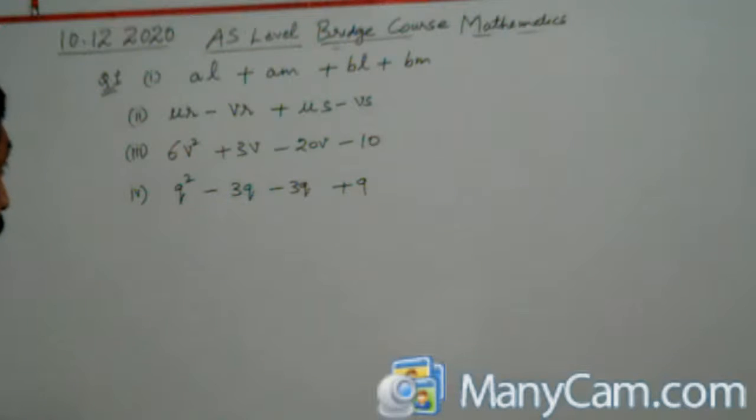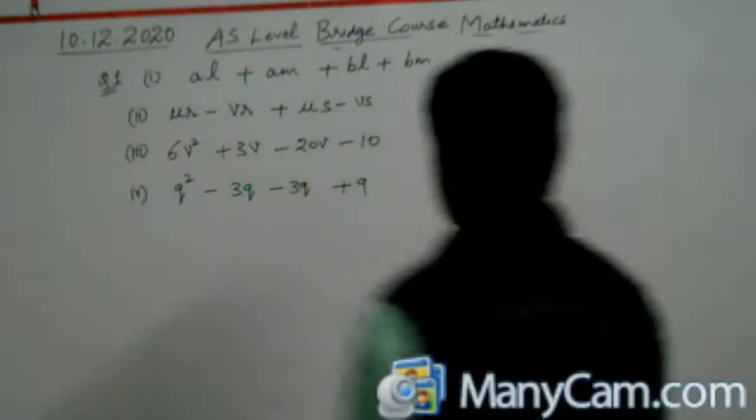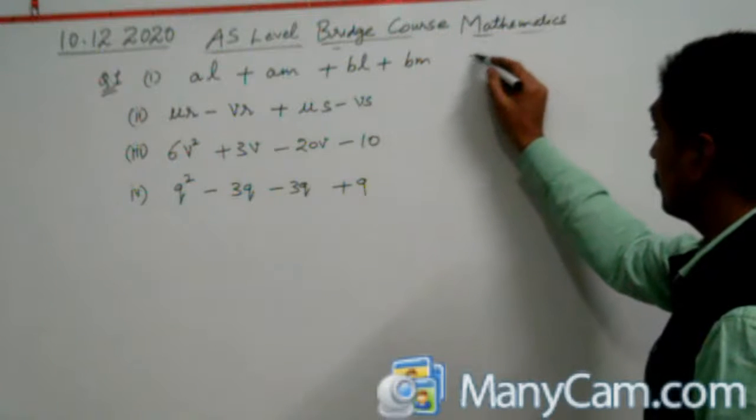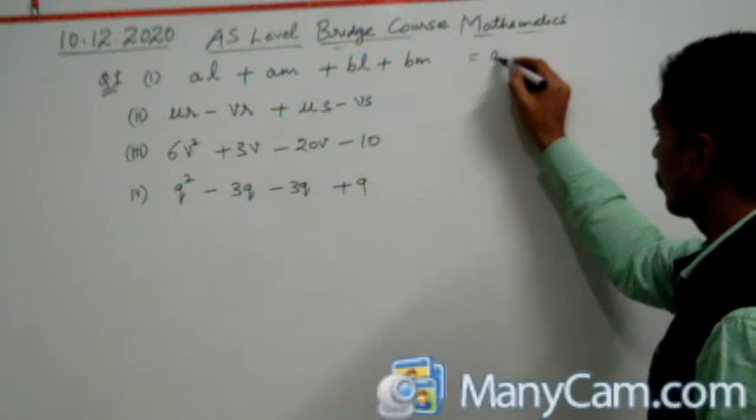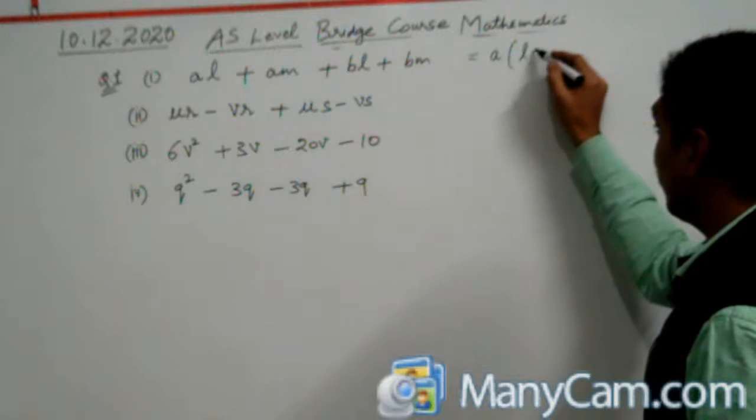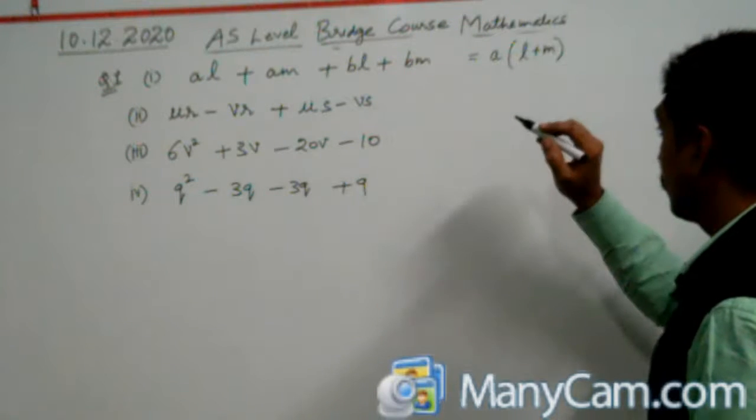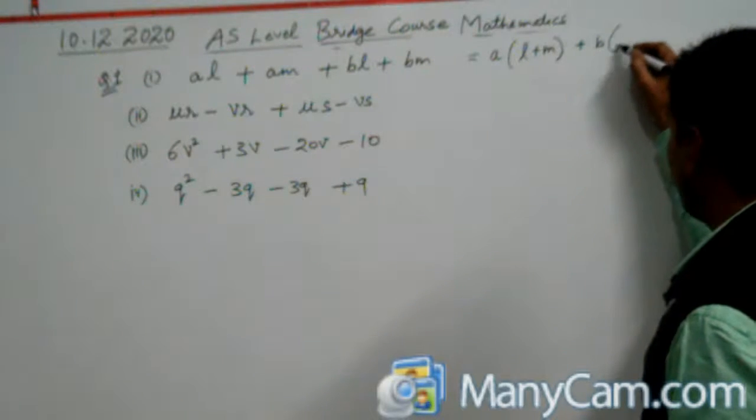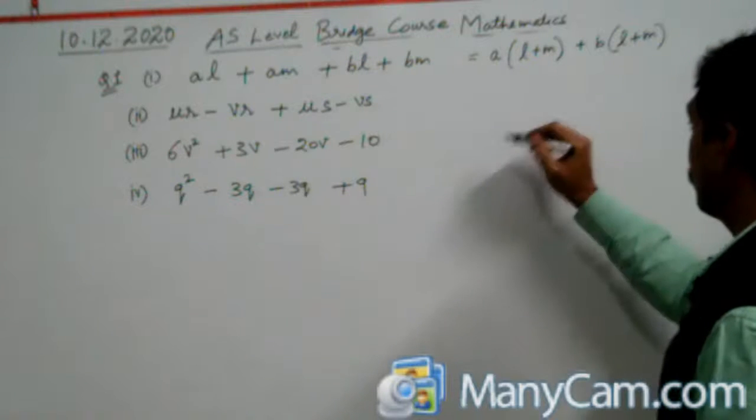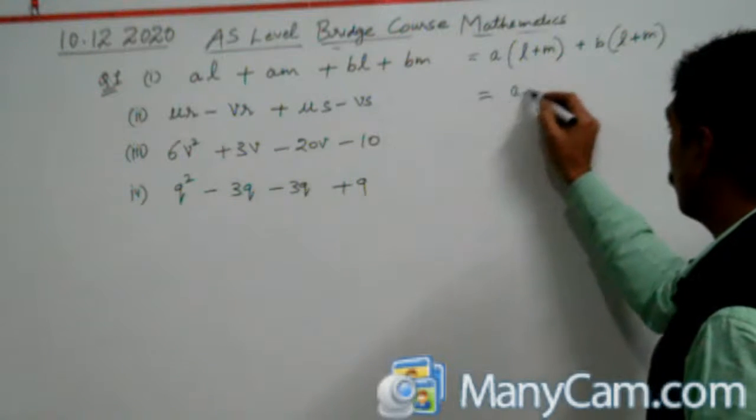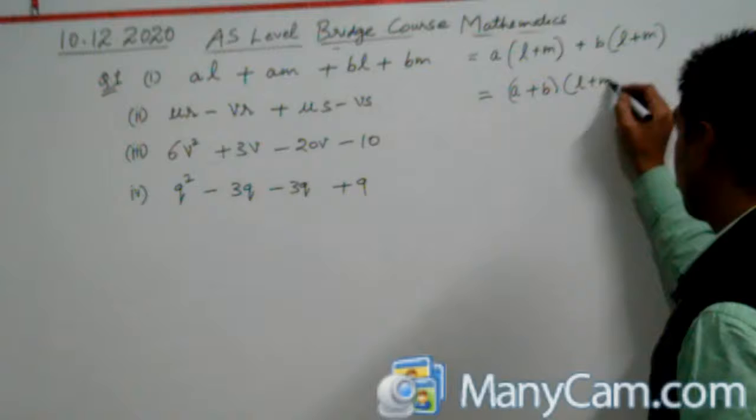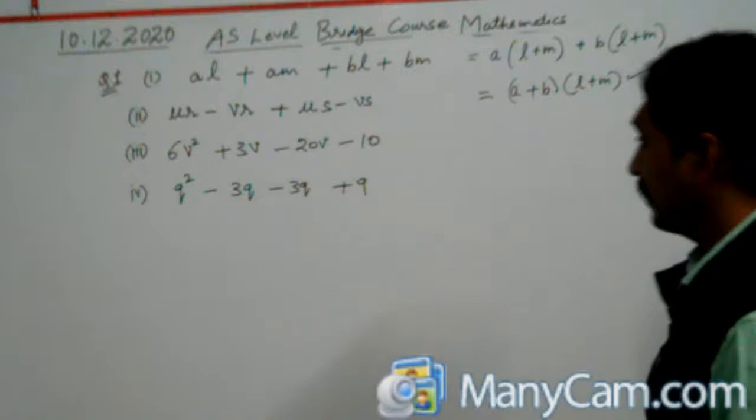So here the first one, see, a is common, right? So here what we have first, that is a common, a into l plus m, right? And plus b into, that is again l plus m. So how we can represent? We can represent one is a plus b into l plus m, right? This is, we have to take common.